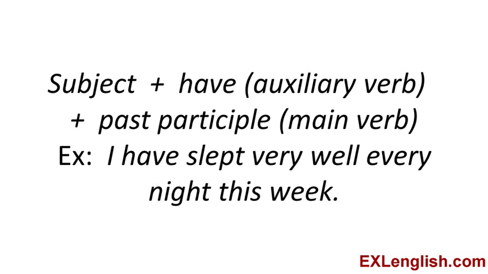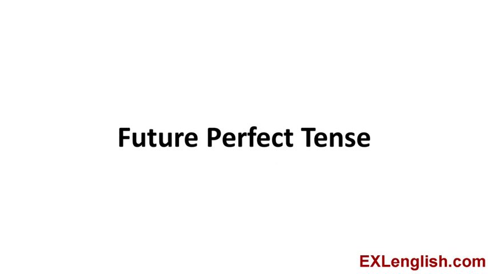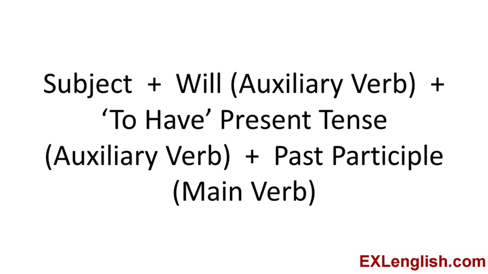So in this lesson, we will take a look at the future perfect tense. It is a combination of using the verb will from Aaron's unit and the verb to have with a past participle from Joyce's unit. Before going any further, let me give you the grammar structure. Subject plus will auxiliary verb plus to have present tense auxiliary verb plus past participle main verb. Wow, I bet that looks confusing to you. But hey, don't worry. It is really quite simple.